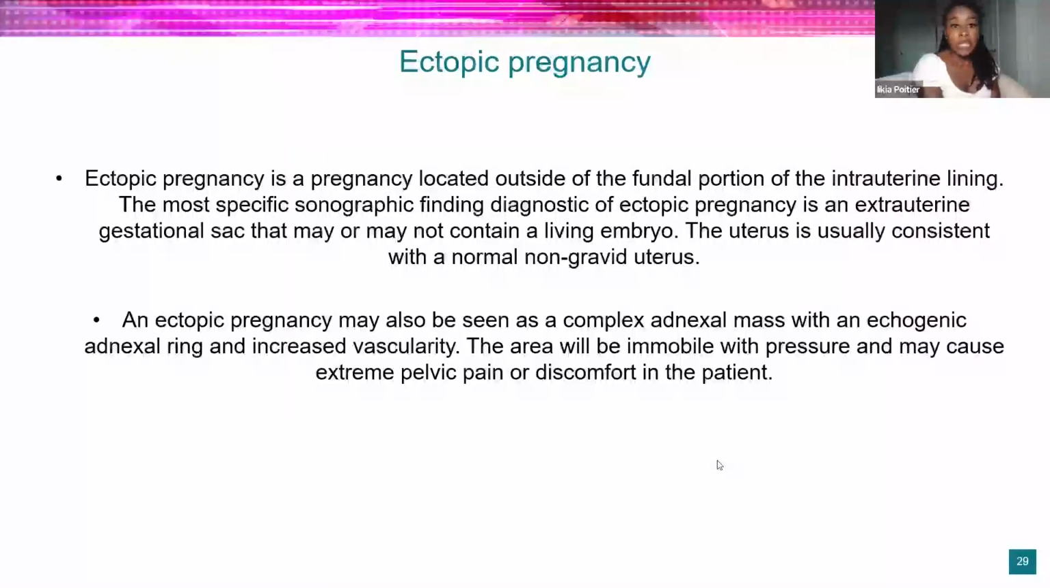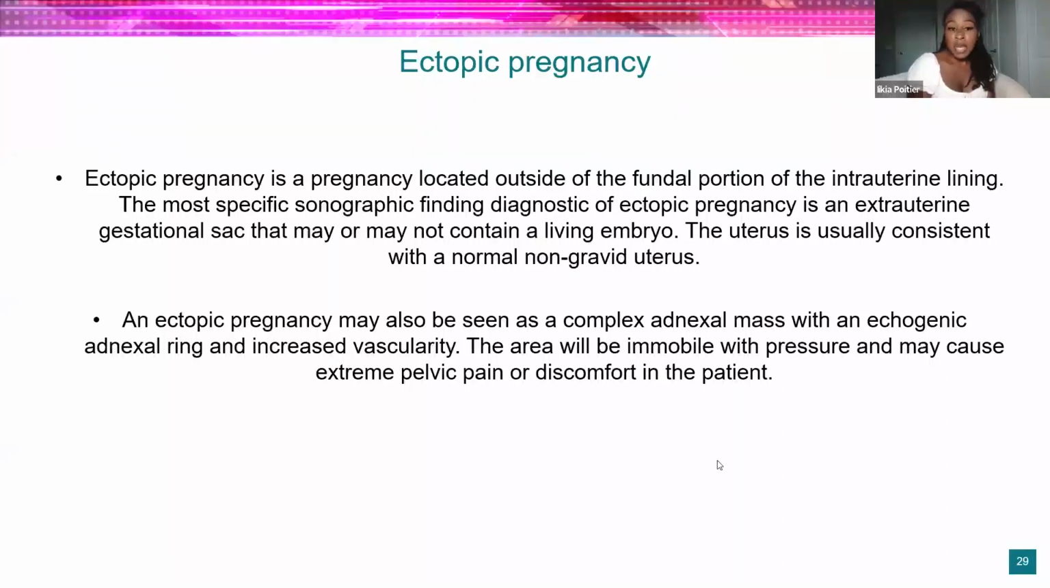All right, so let's go on to something like ectopic pregnancy. An ectopic pregnancy is a pregnancy located outside of the fundal portion of the intrauterine lining. The most specific sonographic finding diagnostic of ectopic pregnancy is an extrauterine gestational sac that may or may not contain a living embryo. The uterus is usually consistent with the normal non-gravid uterus.